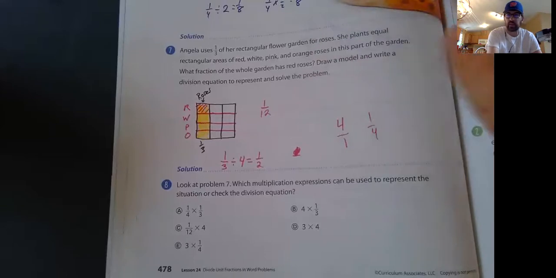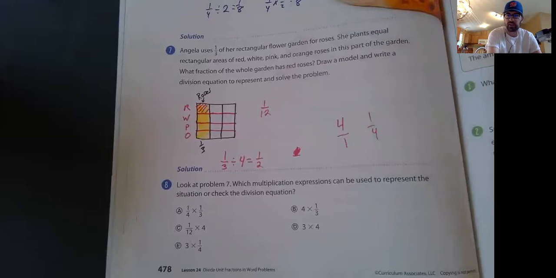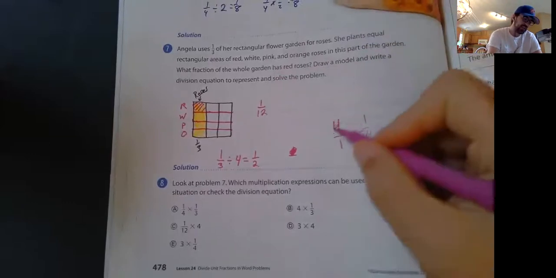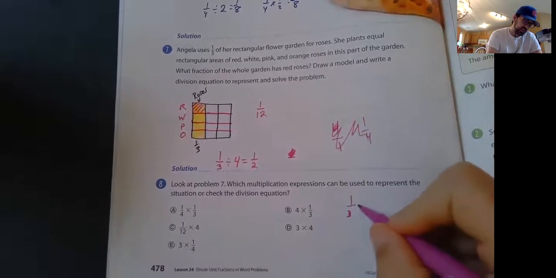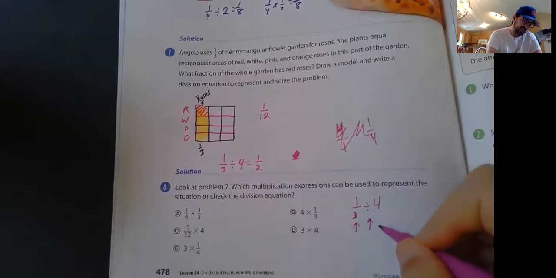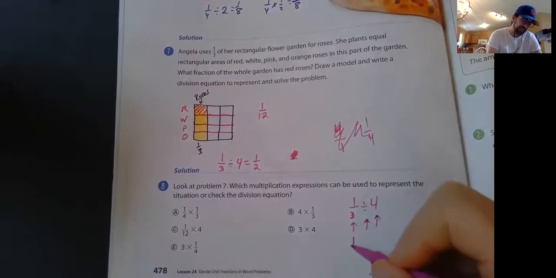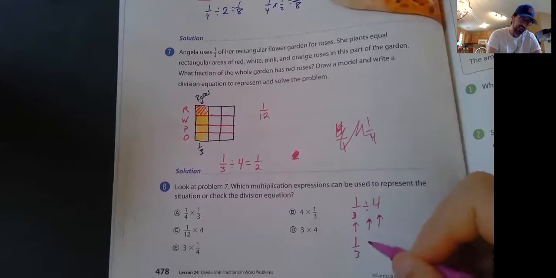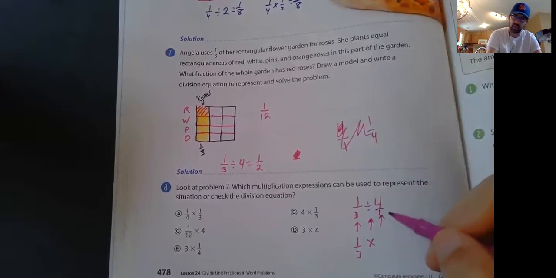There's a saying that you're going to use eventually called keep, change, flip that someone's going to teach you at some point. It means within the problem, if it's 1/3 divided by 4, you're going to keep, change, flip. So you're going to keep 1/3, you're going to change this to the inverse operation, which would be multiplication, then you're going to flip. And when he says flip, because this is 4 over 1, right? 4 wholes, right?